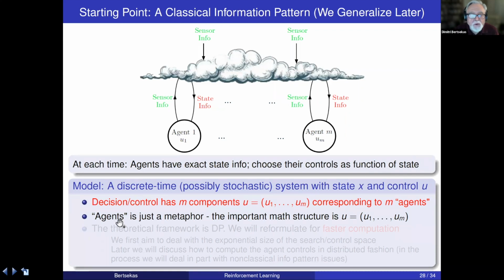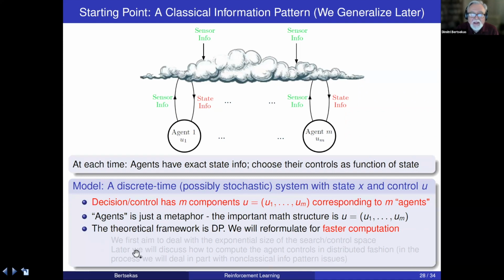And I should point out also that agents is just a metaphor here. It may be that the agents are spread all over a geographical area, like the multiple vehicles of the problem I talked about earlier. Or it may be that these agents reside within the same computer or within the same robot. One control may control the left hand, another one may control the right hand, another one may control some joints, and so on. It's best to view this mathematically as a multi-component control structure.